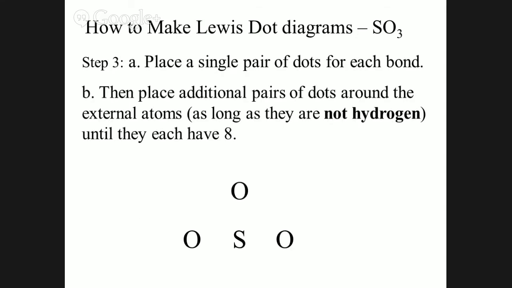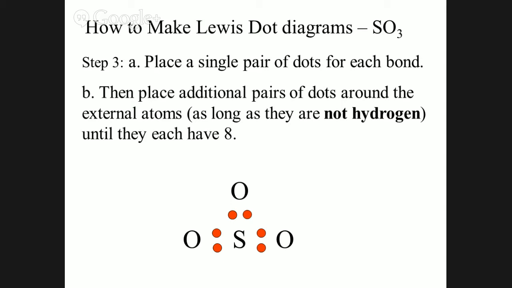Okay, step 3, we place a single pair of dots for each bond. So for instance, there's 1 bond between the sulfur and an oxygen. There's a second bond. There's a third bond. So that's the first part. We place a single pair of dots for each bond.